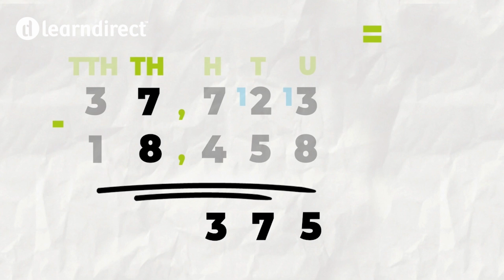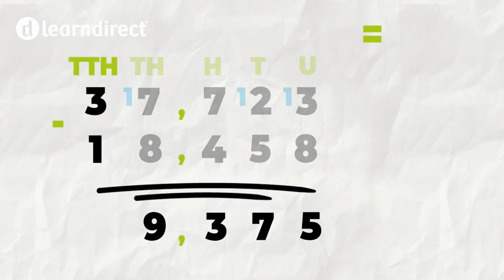7 minus 8 doesn't work. You need to borrow from the 10,000s column. This makes 17. 17 minus 8 is 9. Write down 9. You've borrowed from the 10,000s column, so this is now 2 instead of 3. 2 minus 1 is 1. Write down 1. Darren spent £19,375 on fresh produce in February.